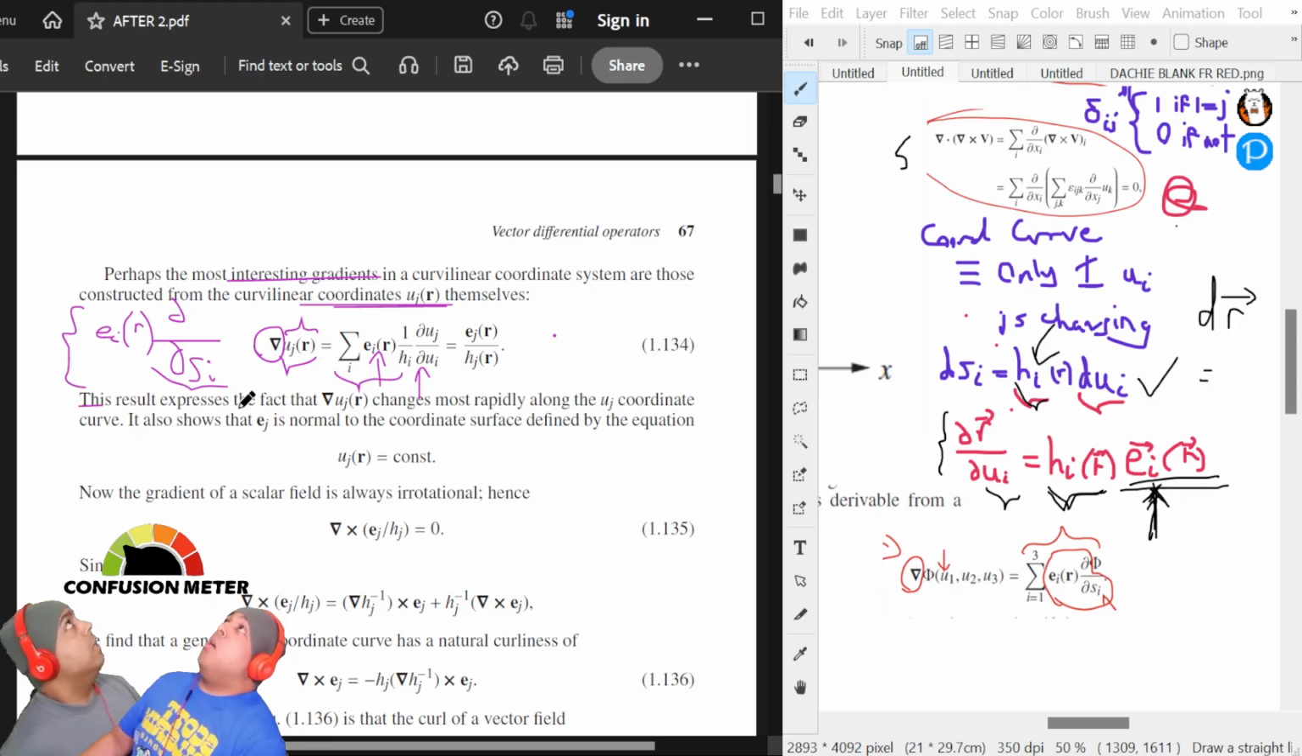This result expresses the fact that the gradient of a coordinate changes most rapidly along the coordinate curve. It also shows that e_j is normal to the coordinate surface defined by the equation u_j equal constant.